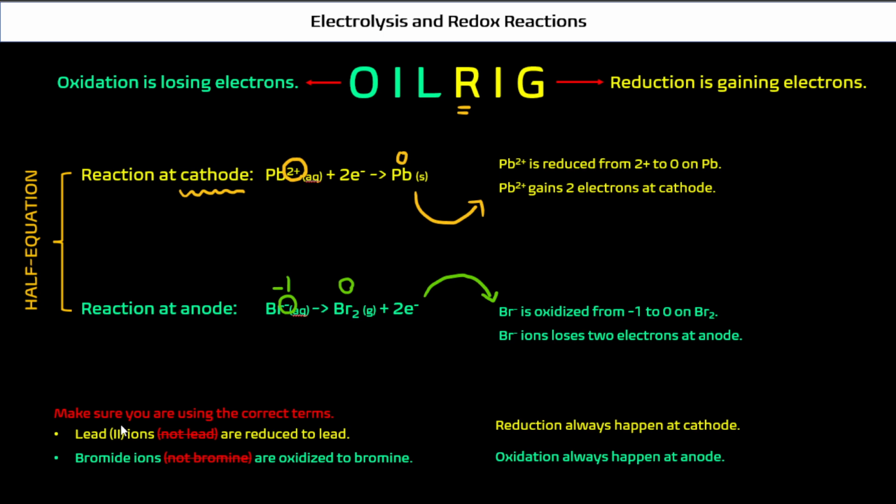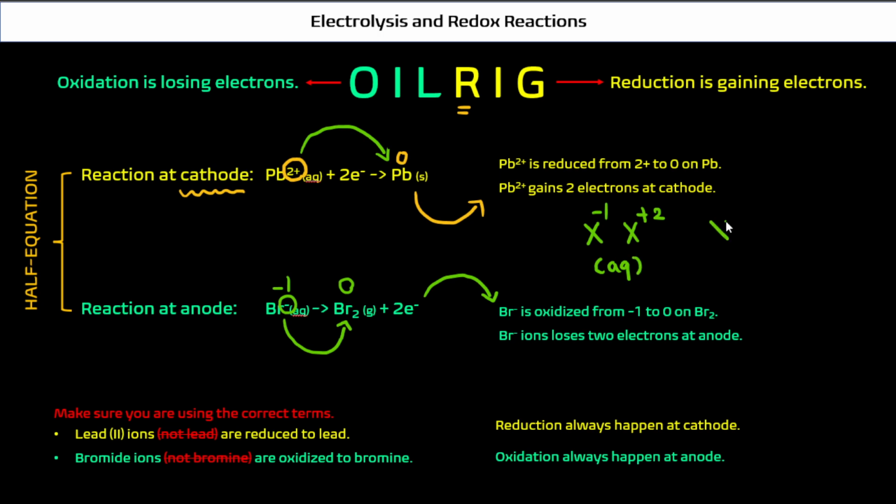But again, I would like to make sure that you are using the correct terms. Lead-2 ions are reduced to lead, and bromide ions are oxidized to bromine. It's not bromine ions or lead ions. And one thing that I would like to mention in addition is you will only have negative charge or positive charge when your substance is in aqueous or molten state.